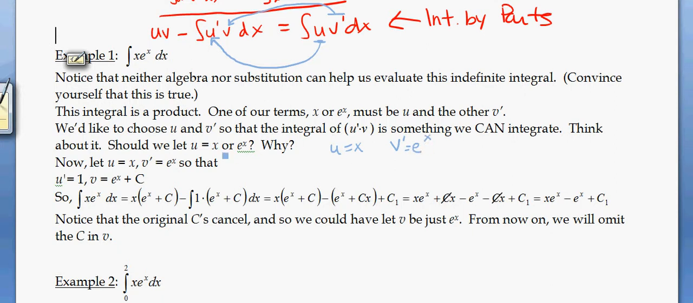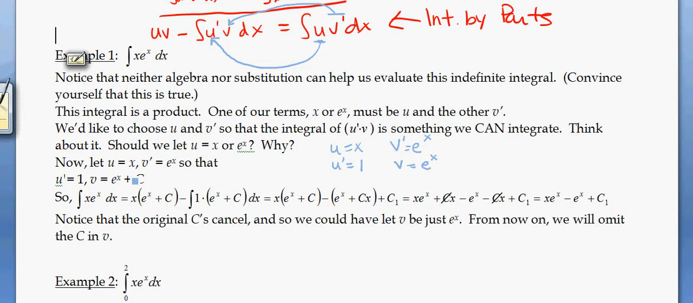Now I know this is all written over here in typing, but I'm just going to show you how I do it each time. Once I have these two parts established, I need to find the other parts of the equation. u prime shows up in that formula, so I better find it. The derivative of x is 1. And v shows up in the formula, so I have to find the antiderivative, right? I'm going from the derivative to the regular function, so that's the antiderivative, e to the x.